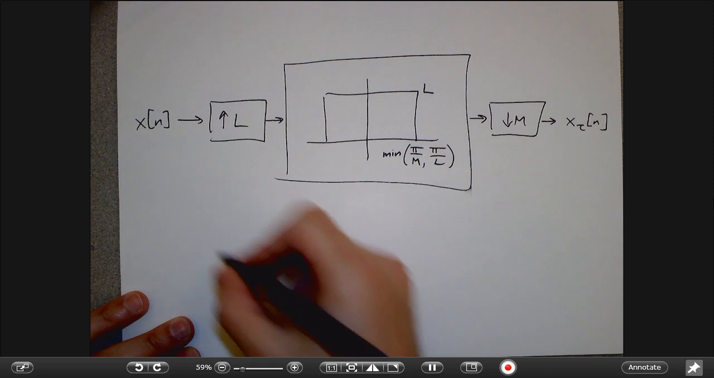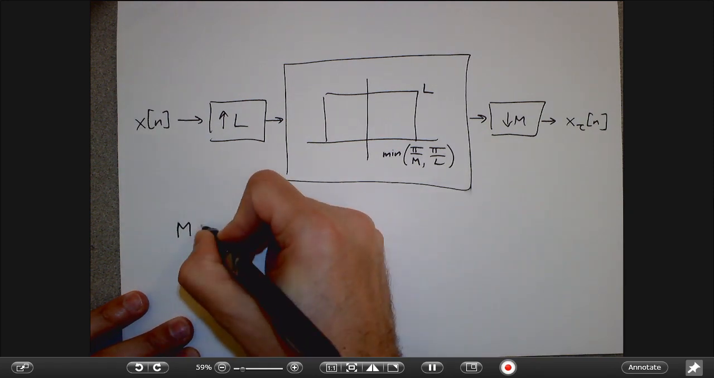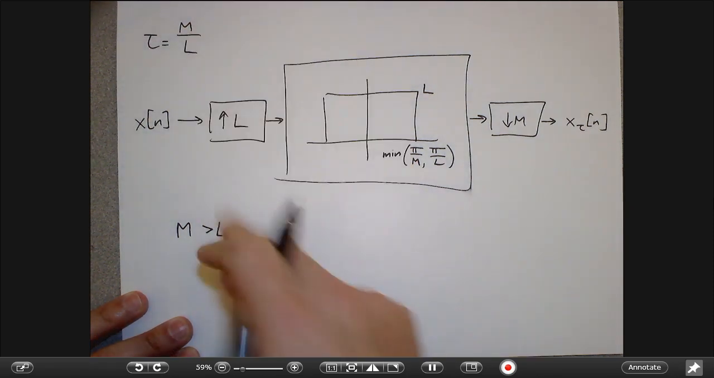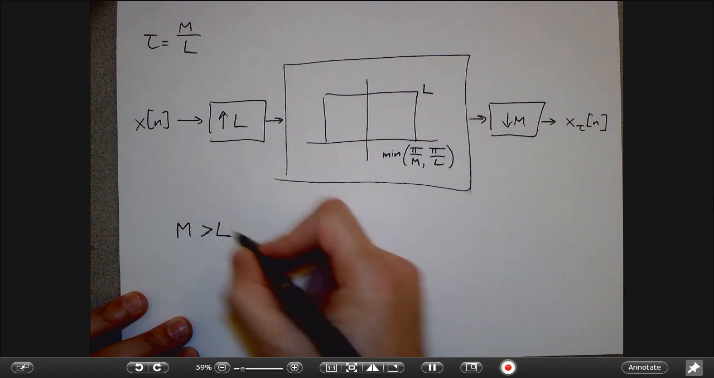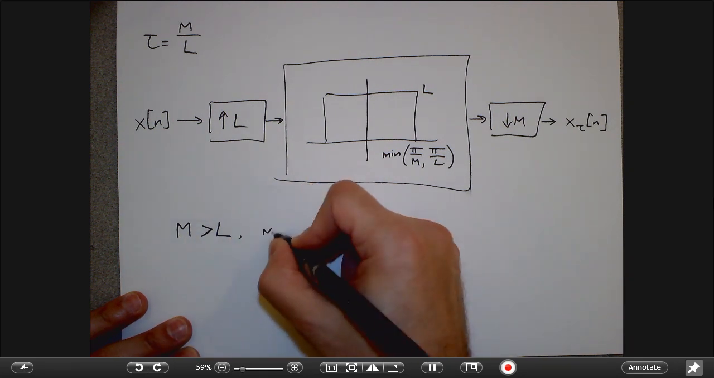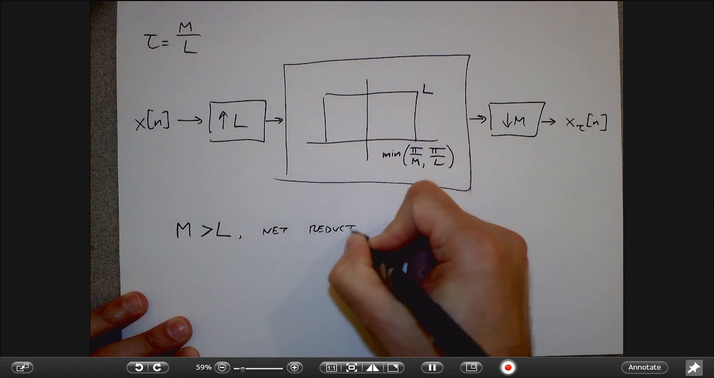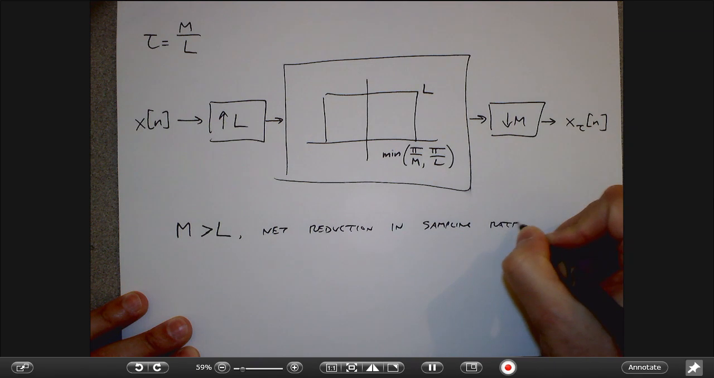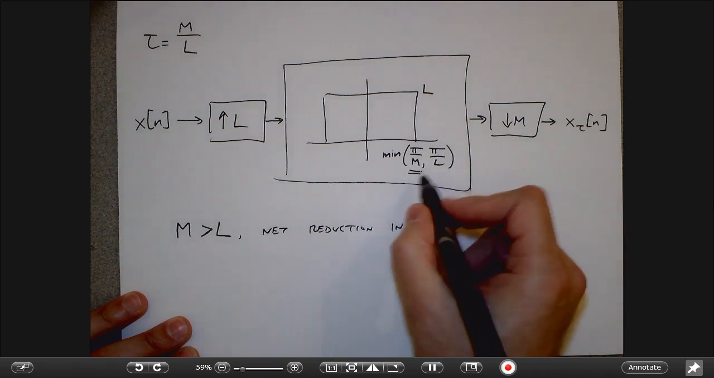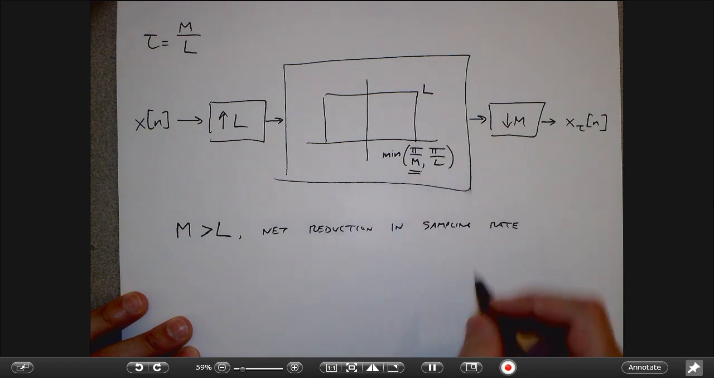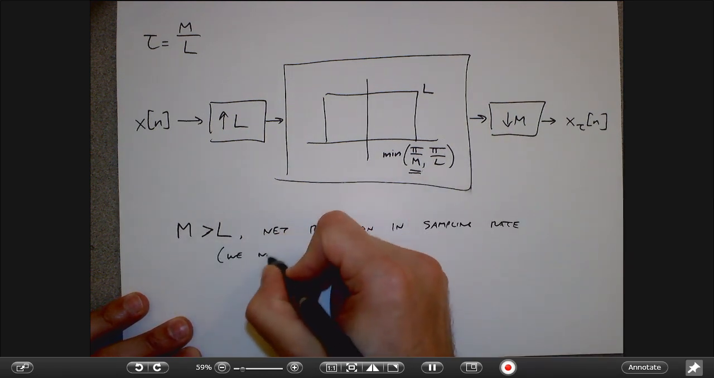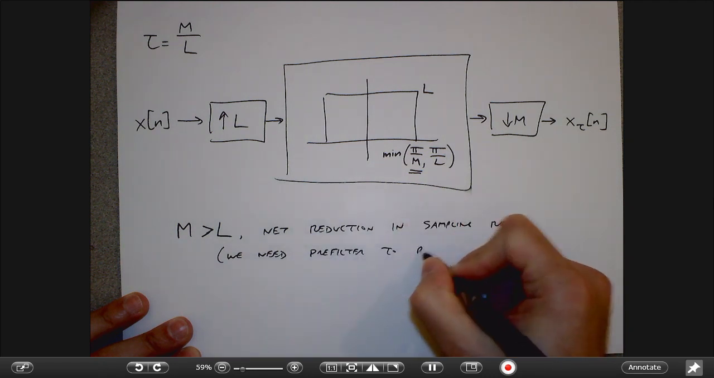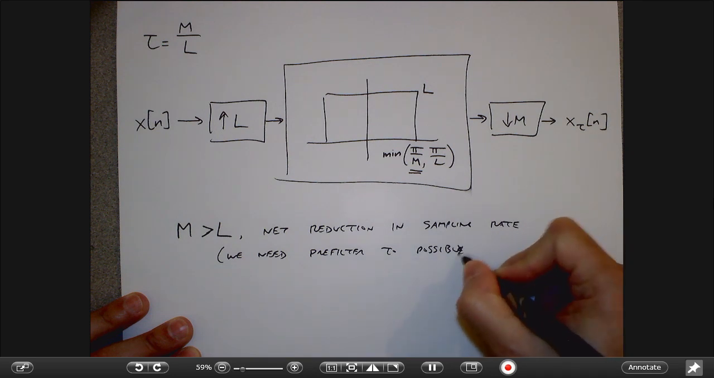And so, just to be clear, if M is greater than L, remember my tau I was approximating by M over L. So if M is greater than L, that means that I have a net reduction in sampling rate. And what that means is that the more binding of these two numbers is going to be the pi over M. So that means we need the pre-filter to possibly prevent aliasing.